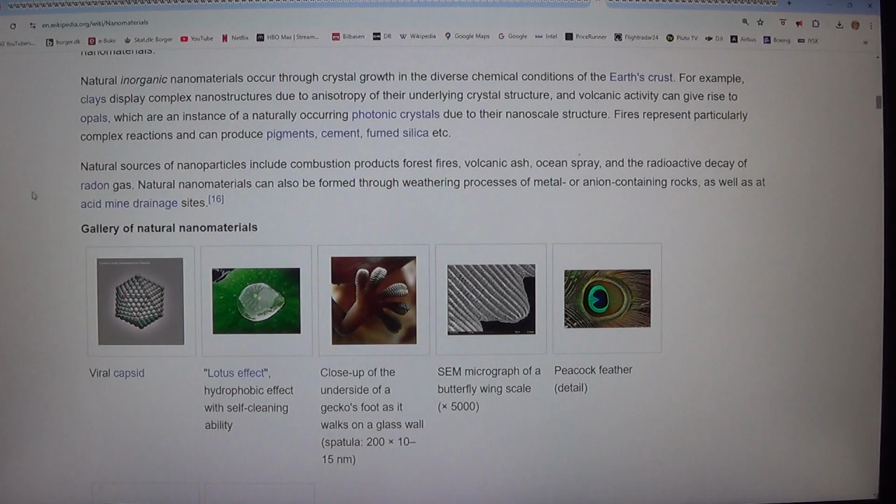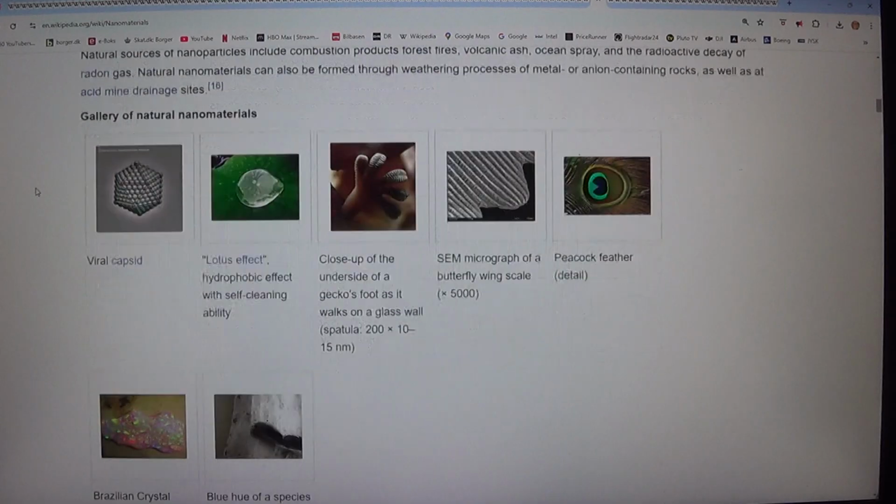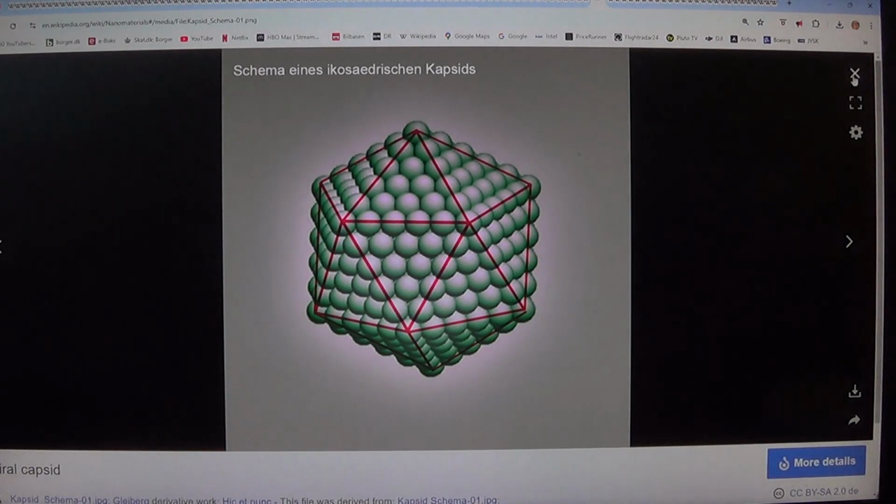Natural sources of nanoparticles include combustion products, forest fires, volcanic ash, ocean spray, and the radioactive decay of radon gas. Natural nanomaterials can also be formed through weathering processes of metal or anion-containing rocks, as well as at acid mine drainage sites. Gallery of natural nanomaterials.